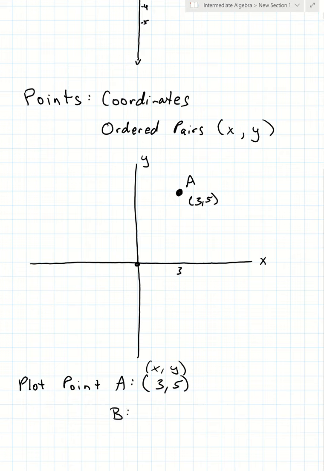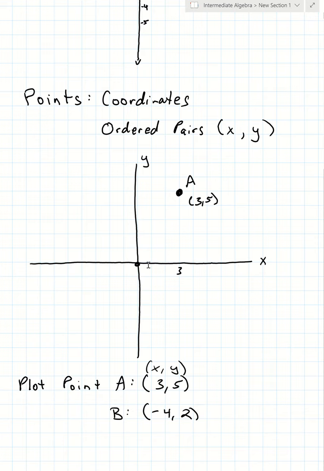Let's say point B we want to plot. And point B has a different location, a different coordinate. Point B might be located at -4, 2. And let's plot that particular point. So once again, we go back and we start at the origin, but we have to move along the x-axis first. This is an ordered pair, and order does matter. We follow the alphabetical order, and so we move along the x-axis to a -4.